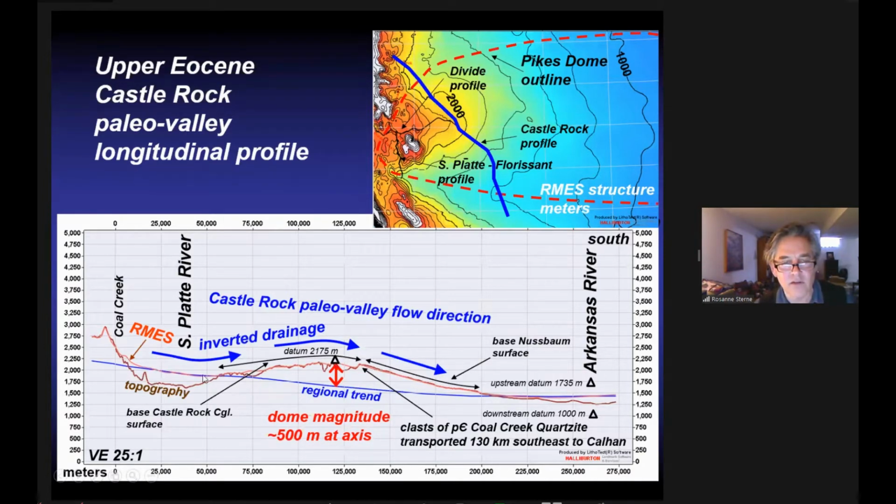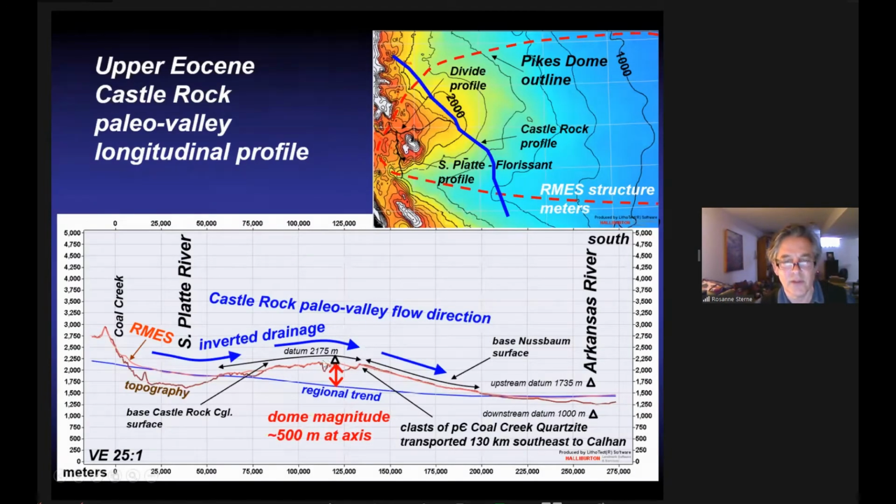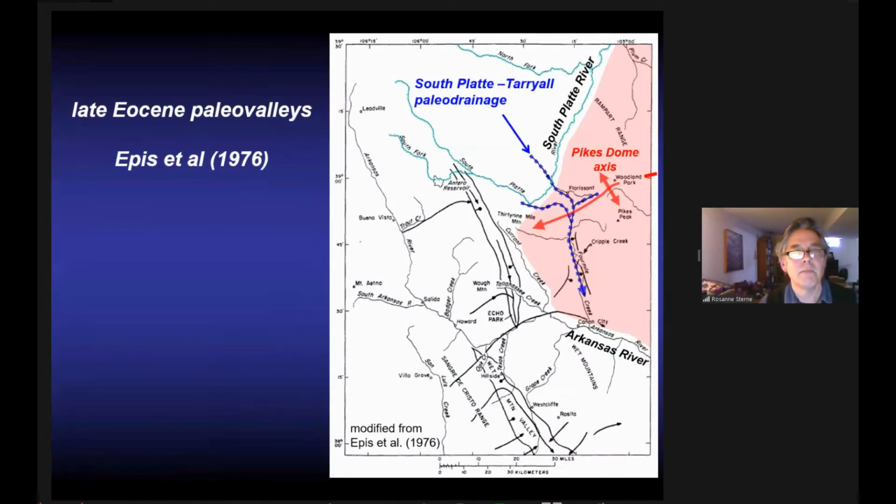And we can see as we come to the South Platte River, we've inverted this Castle Rock Paleo Valley. So we have about 700 feet of relief between the South Platte, where the stream is now running uphill to Monument Valley, and then we've just assumed that it eventually flowed somewhere down to the Arkansas River over in here. So we've got a dome axis of about 500 meters, and we've got inverted drainage, so a beautiful example that this has to be a structure. This isn't just original topography on the Rocky Mountain Erosion Surface.